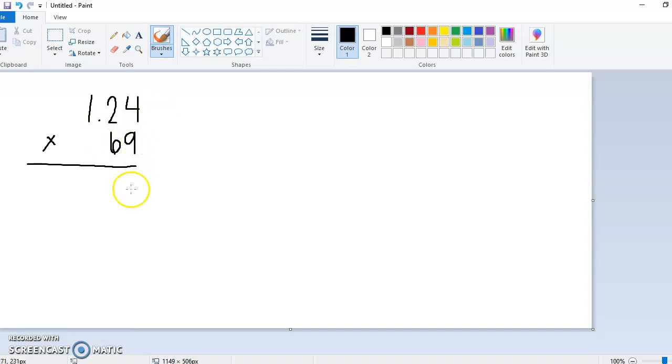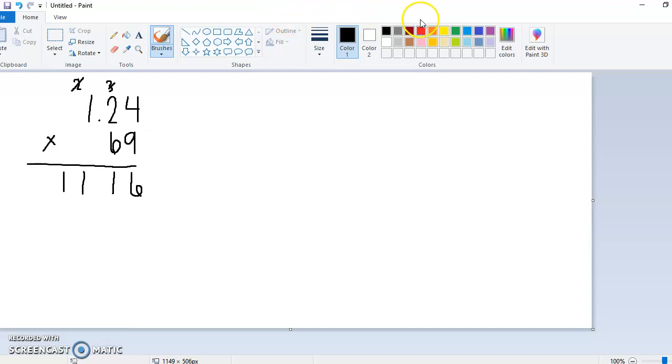So 4 times 9 is 36. Put my 6 here, 3 up here. 18 is the answer of 2 times 9. Add that 3 there, that's 21. Put my 1, put my 2. I'm going to cross these out just so I don't get confused. Okay, 9 times 1 is 9. Add 2, that's 11. Okay, then cross that out so I don't get confused when I'm doing my next set of numbers.